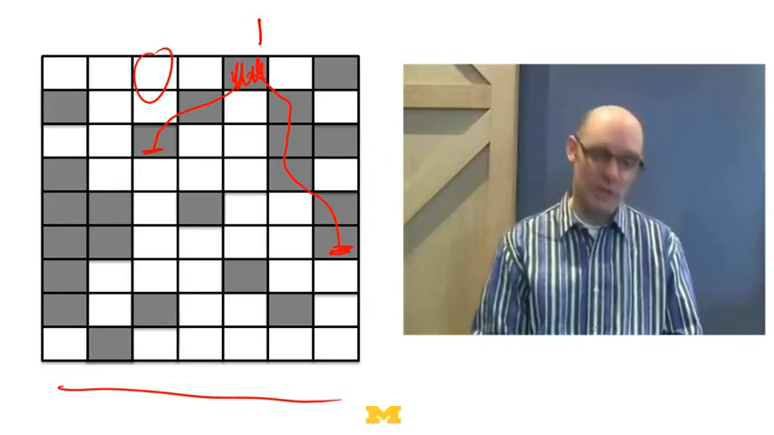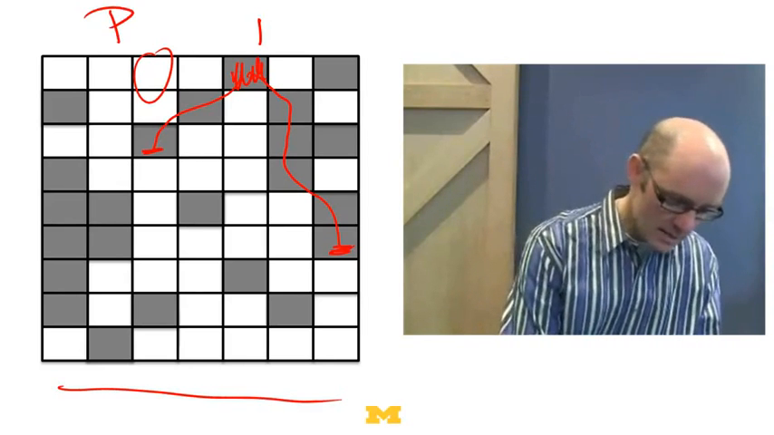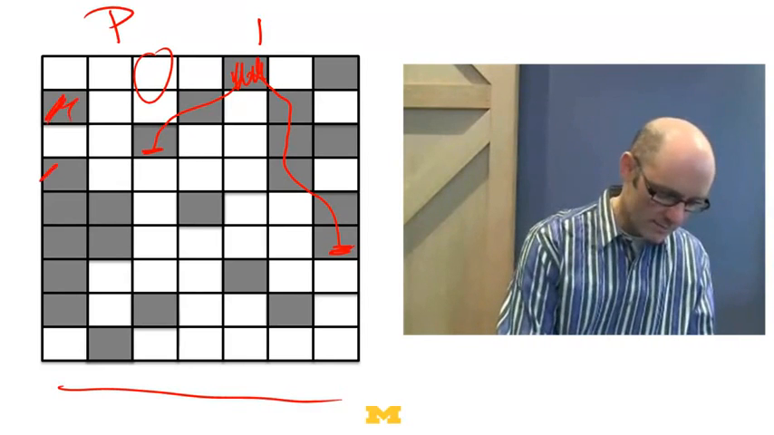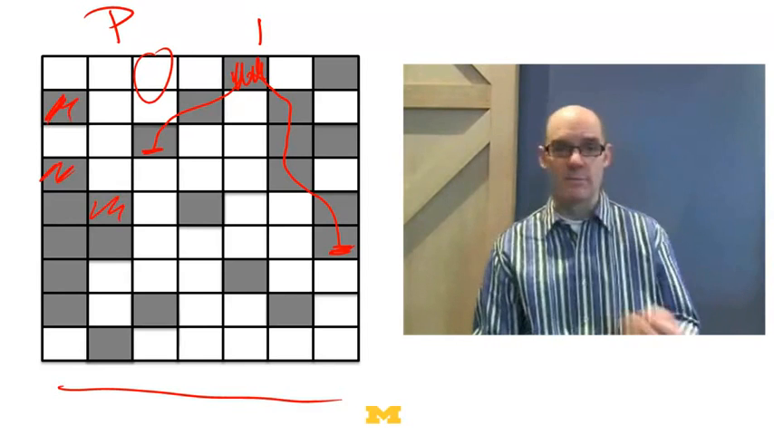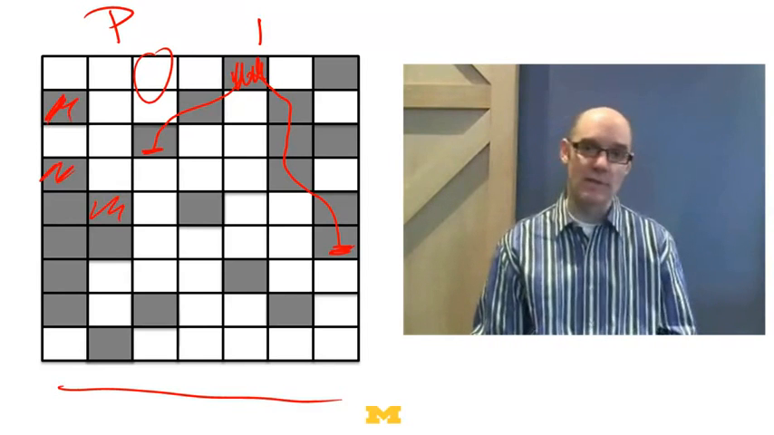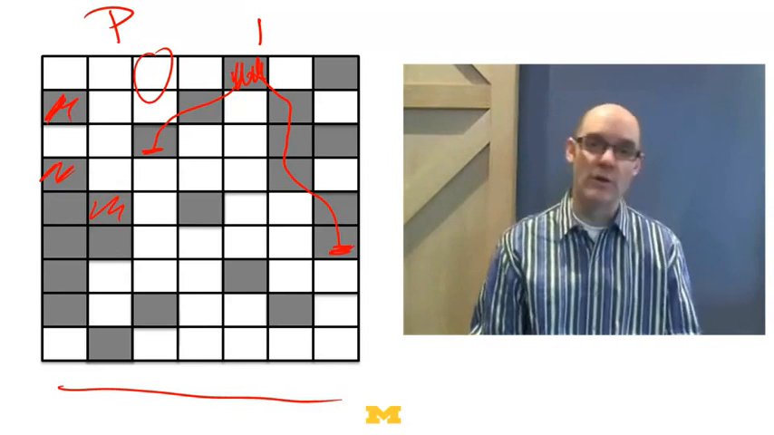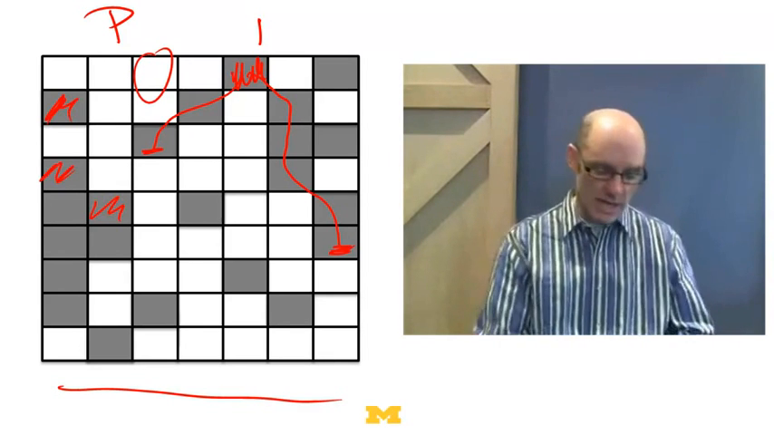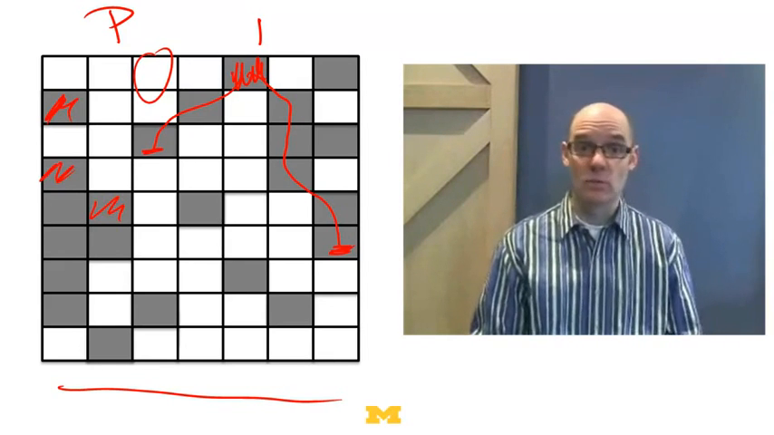So here's the model, really simple model. It asks the following question. Let P equal the probability that I fill in a square. So for each square I flip a coin, and if P is a half, then half the time I fill in a square, half the time I don't. If it's a third, then a third of the time I fill in a square, and two thirds of the time I don't. And then we ask, does it percolate?